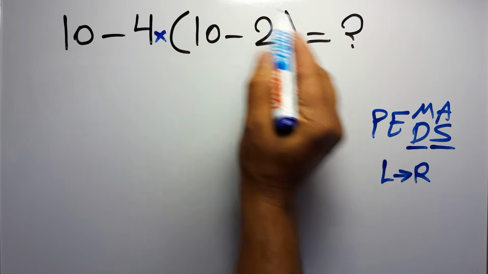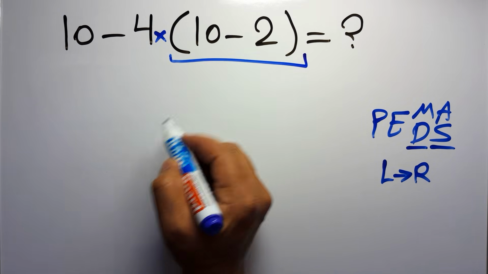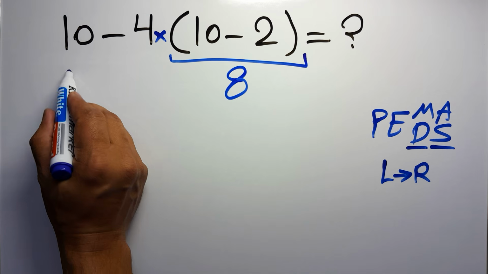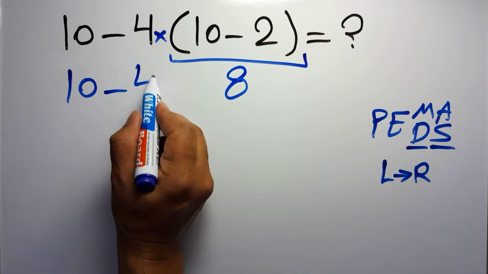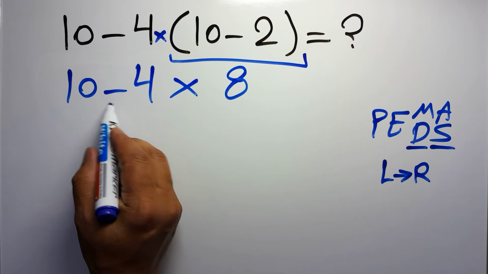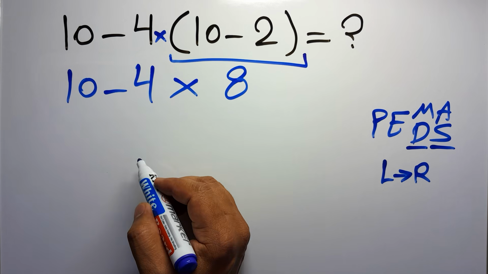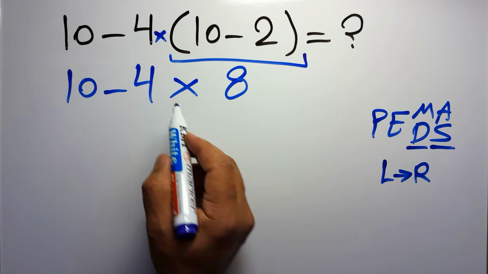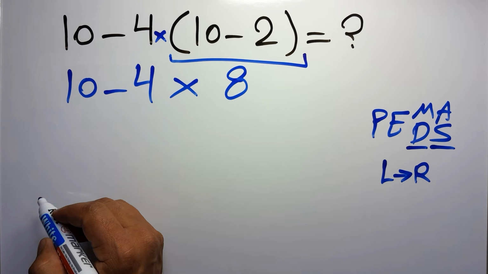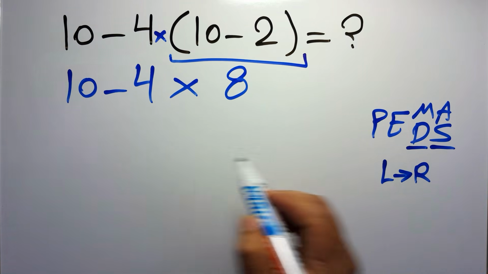So first we have to do this parentheses. Inside this parentheses we have 10 minus 2, which equals 8. So we have 10 minus 4, then times 8. Now in this expression we have one subtraction and one multiplication. According to PEMDAS, multiplication has higher priority than subtraction, because multiplication comes before subtraction.